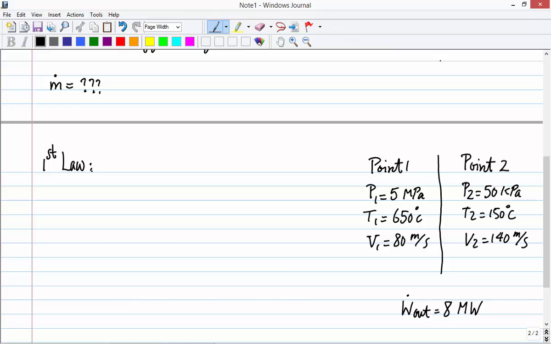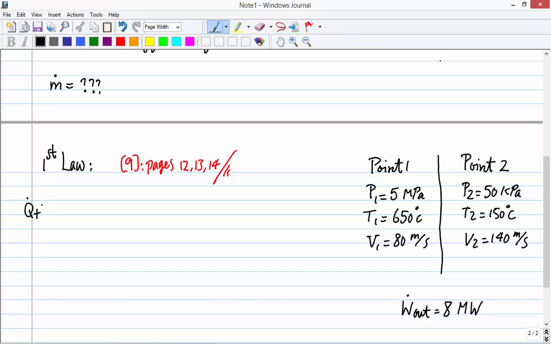Why? Because I'm going to solve for the mass flow rate, and I know that the only place that I have this mass flow rate included is the first law. Let me tell you, if you check lecture note number 9, pages 12, 13, 14 once again, you're going to see the formulation of the first law. And I'm going to write it again for you.